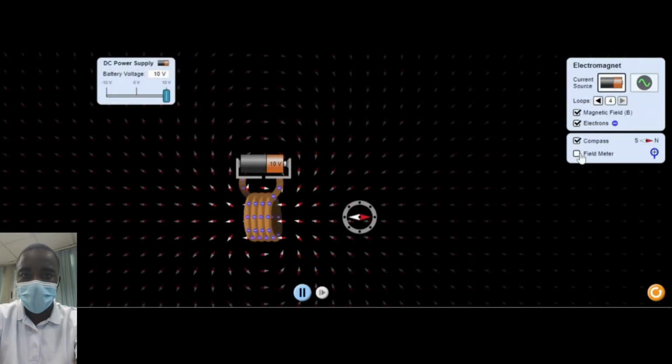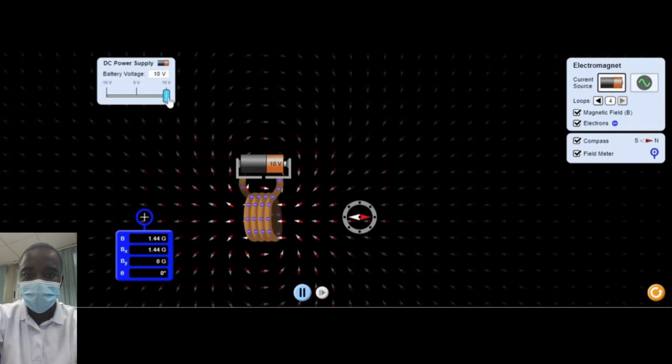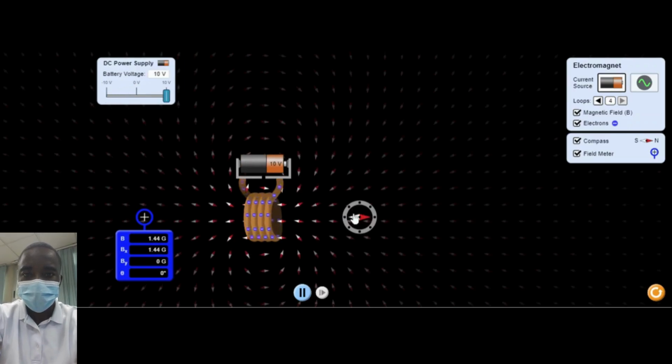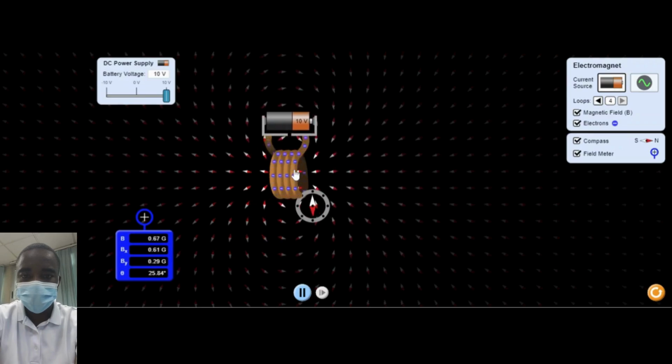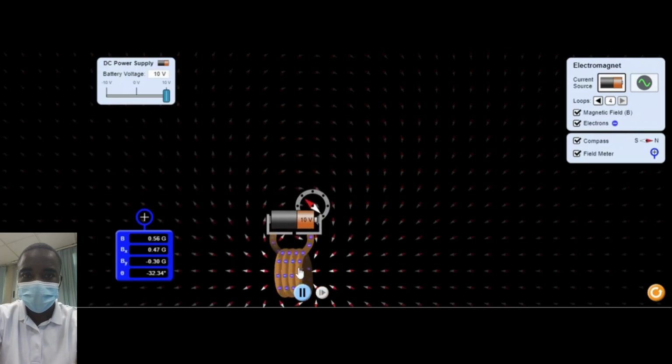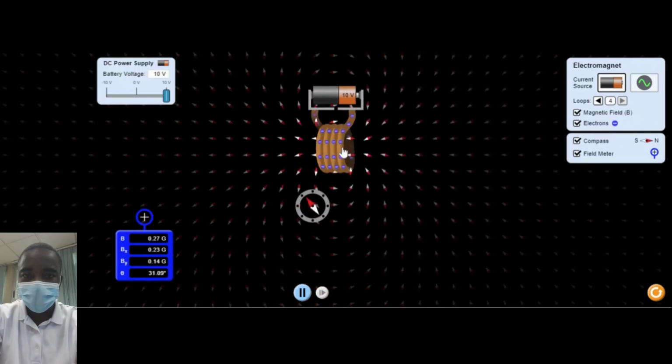The electromagnet part of the simulation allows students to use a battery to create a magnetic field. By connecting a battery to a coil, students can observe how an electric current generates a magnetic field. This interactive feature helps students understand the concept of electromagnetism and the relationship between electric current and magnetic fields.